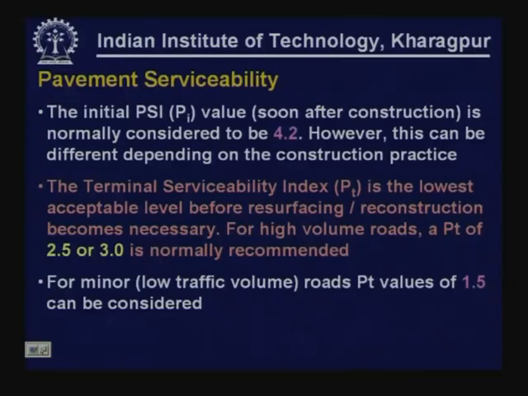The initial PSI, that is P0, which is measured or estimated soon after construction, is normally considered to be about 4.2 for flexible pavements. This can be different depending on the type of material that we use and the construction techniques that we adopt. So, this is the initial roughness, the initial condition that we are able to attain in terms of its surface profile. With better construction equipment, obviously it would be possible to attain a higher serviceability rating, but 4.2 is a typical value that is considered in these design guidelines.